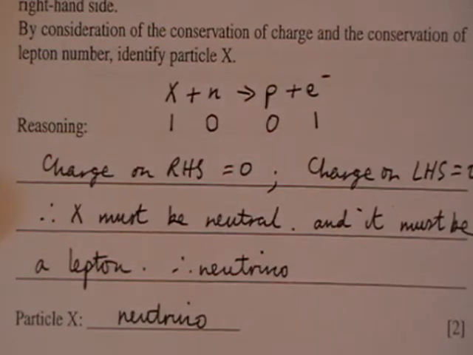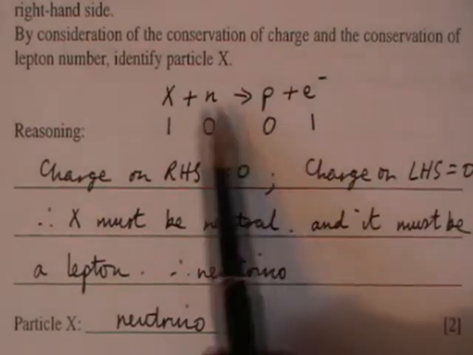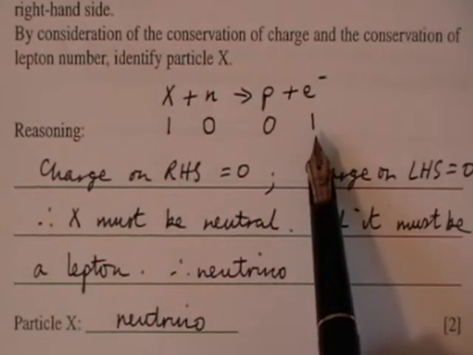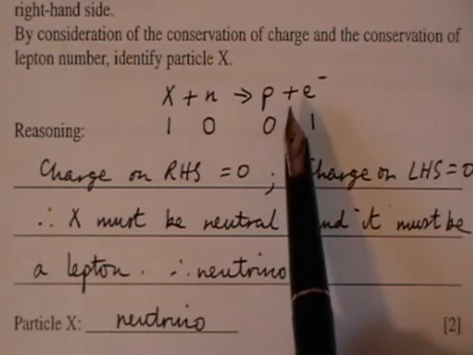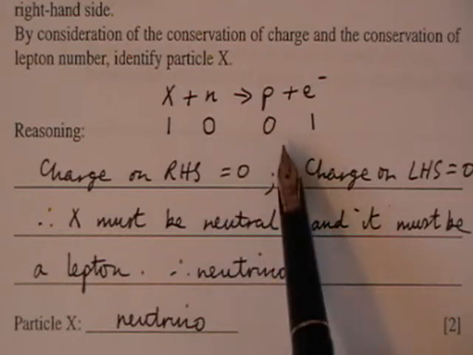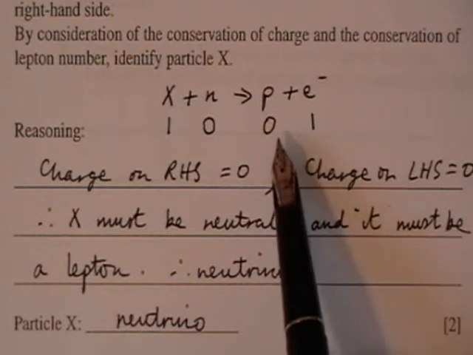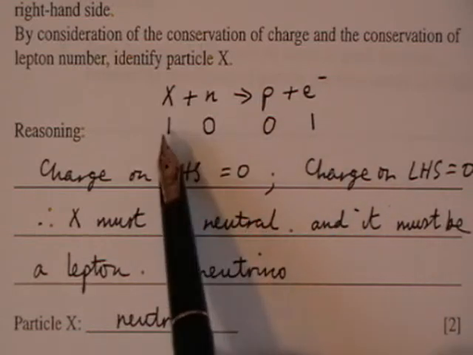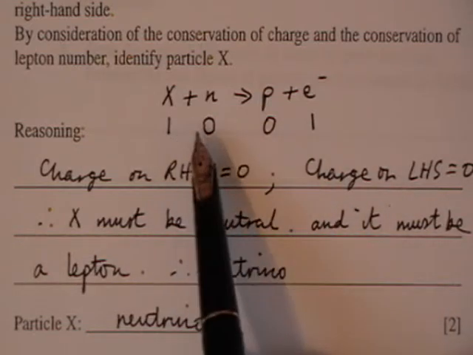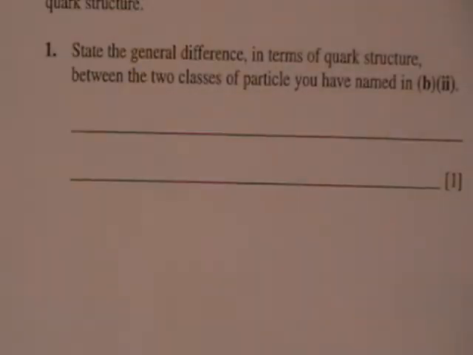So again, the charge on this side is 0, so the charge on this side must be 0, so that's neutral. For lepton number, the proton is a baryon so it has 0 lepton number, and the neutron is a baryon so it has 0 lepton number. The electron has a lepton number of 1, so the total on the right hand side is +1. That means we must have a lepton number of +1 on this side, therefore we must have a neutrino coming through there. Okay, and that's the end of that particular question.